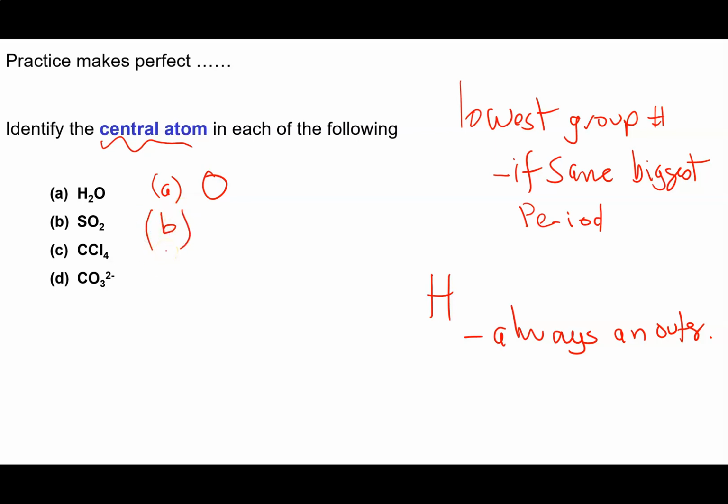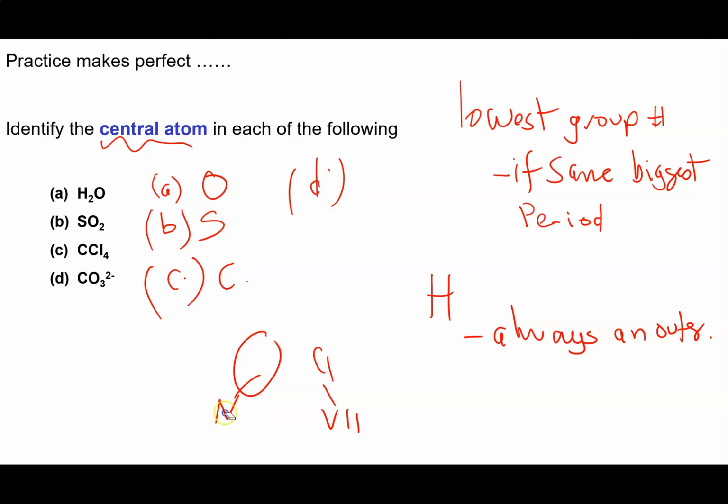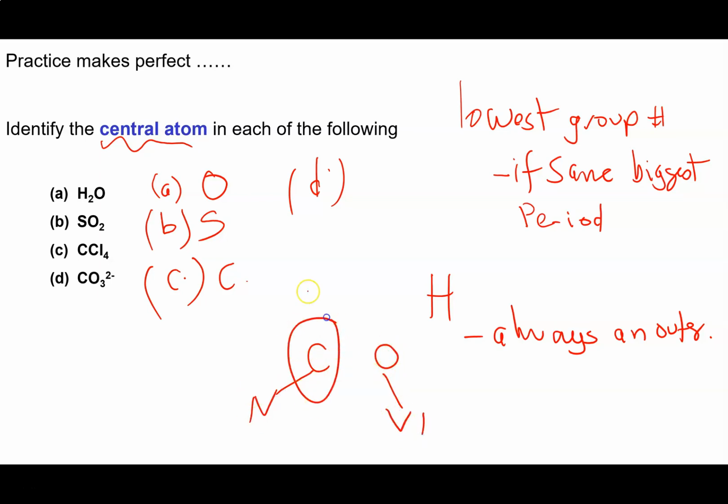In this one here, sulfur is in group 6A. Oxygen is also in 6A, but sulfur is lower down, so sulfur goes in the middle. And this compound here, carbon tetrachloride, we've already done this one, haven't we? Carbon is in group 4A, chlorine is in group 7A, so carbon has got to be our central atom. For the carbonate anion, carbon again is group 4A, oxygen group 6A, so carbon is our central atom.